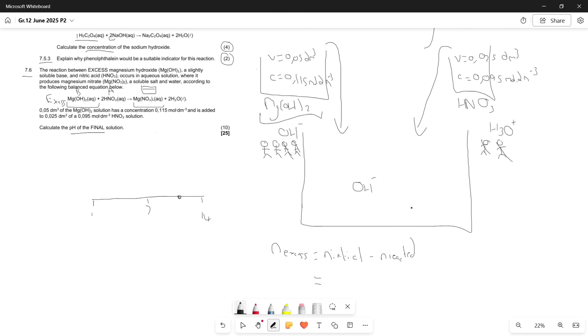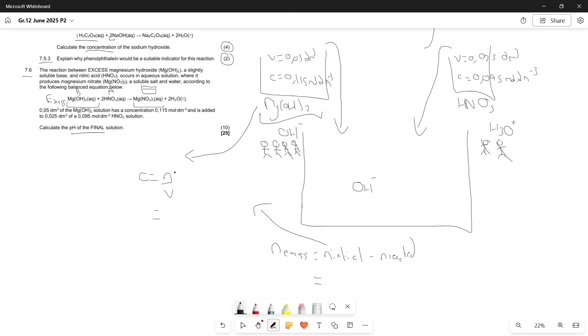The excess is how much is left, which means we have to take how much we initially had of our MgOH, which we can calculate in this beaker, and subtract the amount that reacted. But we don't know how much reacted from this beaker, but we do from this beaker, because this was our limiting reagent, which means all of this ran out. So to calculate the initial moles for this, we can do our C equals n over V for this MgOH2.